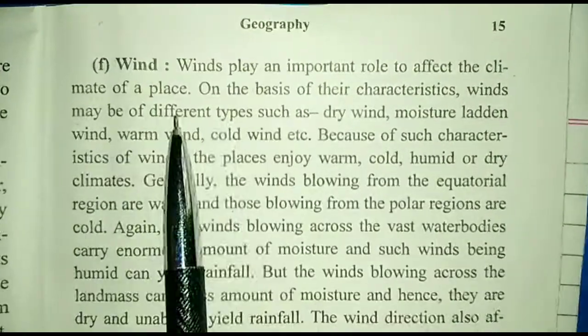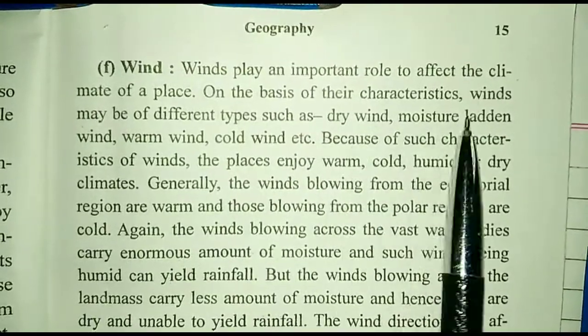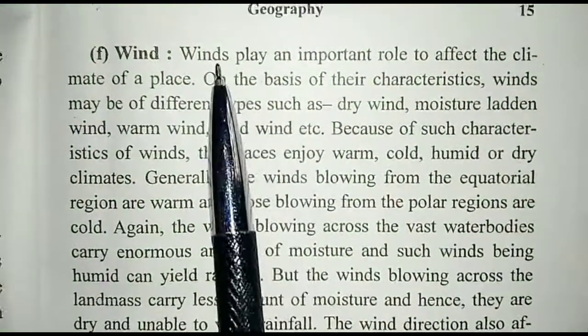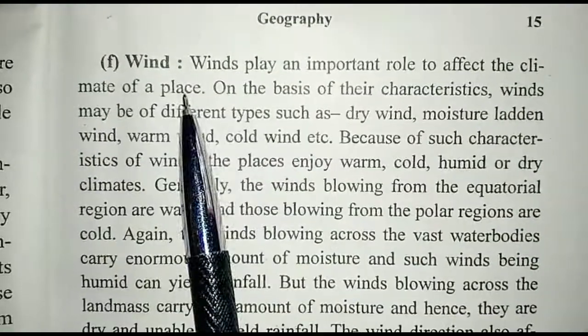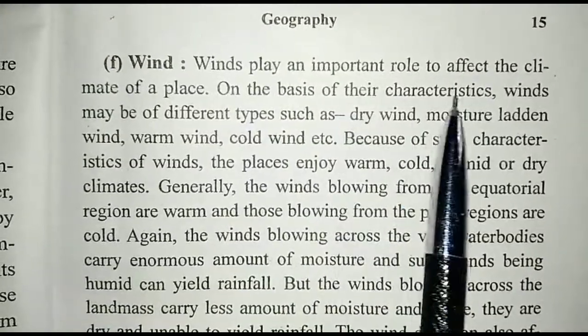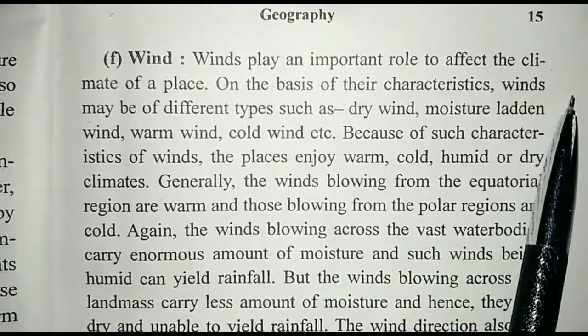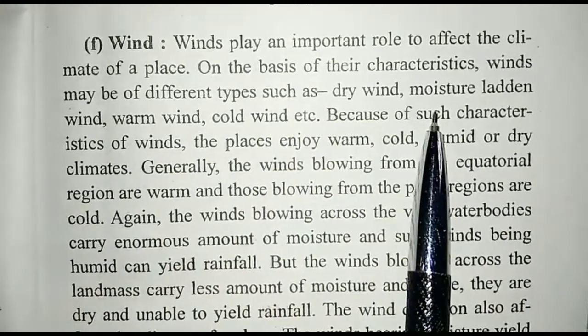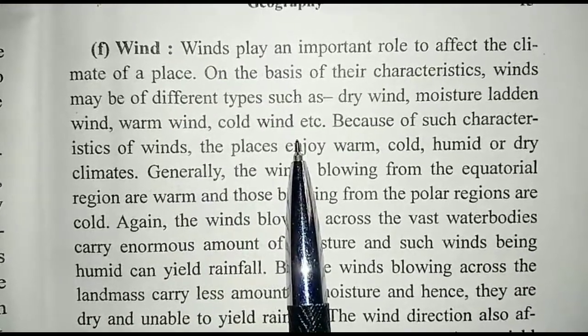On the basis of their characteristics, winds may be of different types such as dry wind, moisture-laden wind, warm wind, cold wind, etc. Means winds also affect the climate, and according to their characteristics, winds may be of different types such as dry wind, moisture-laden wind, warm wind, cold wind, etc.